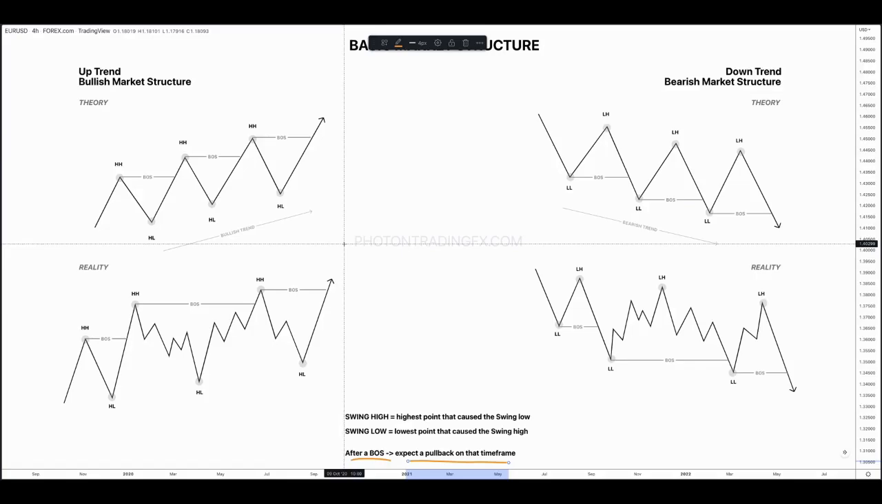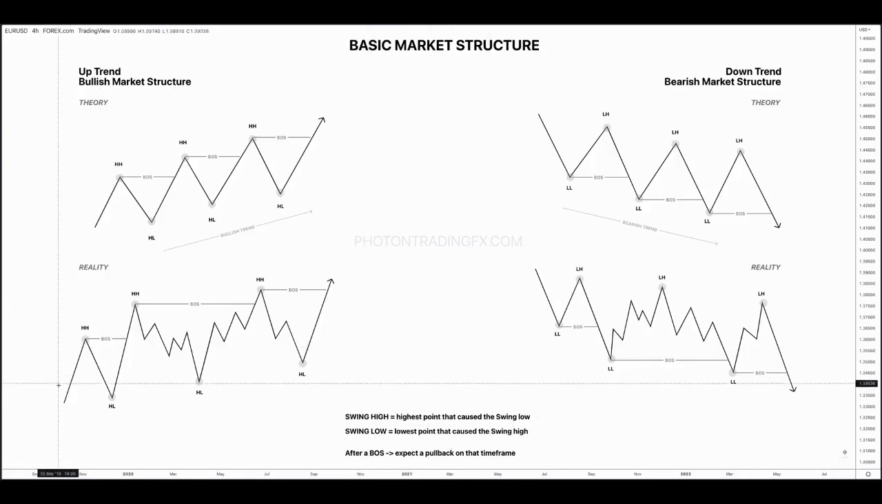So for now, just think about one time frame. After a break of structure, we expect a pullback on that time frame. So what does that mean? Well, after we break that high and form a higher high, price can go for quite a while. But at the moment we get that break of structure, you have to start thinking that at any moment that swing pullback could be kicking in.